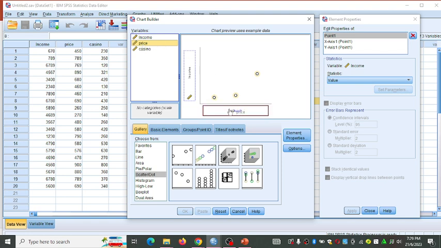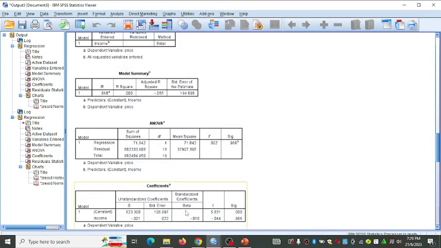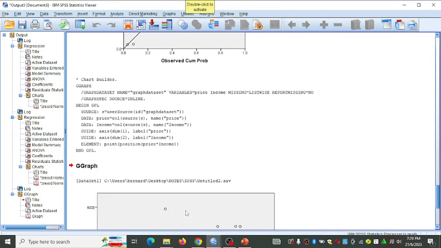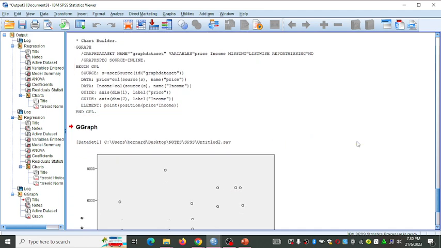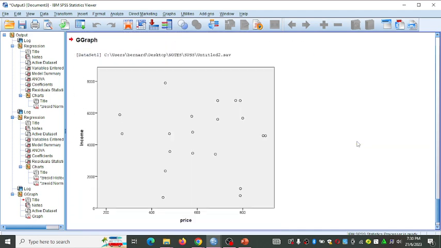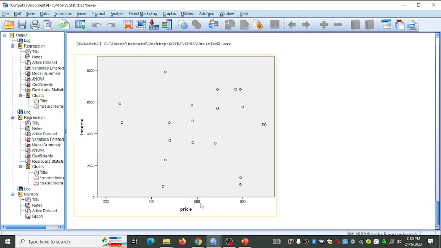Okay, from there you click OK. Let's get the output. So basically, this is the plot of income together with the price.